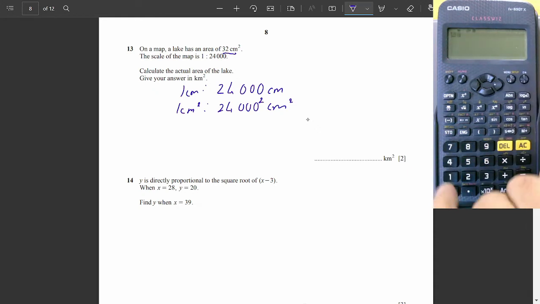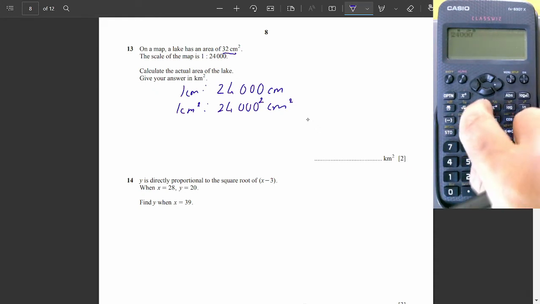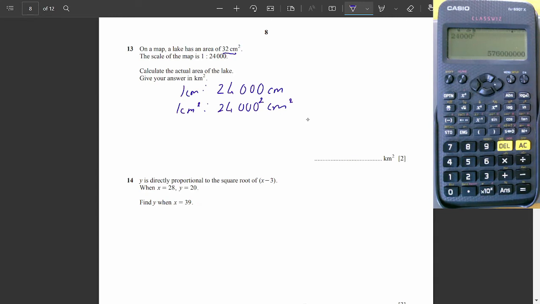Now we can put that into our calculator. It's going to give us a massive amount, 576 million. Okay, let's leave it there. Next thing we need to know is that we don't have 1 centimeter square, we've got 32 centimeters square, meaning we need to multiply this ratio by 32 on both sides. So that is my actual amount. I need to now multiply that by 32.